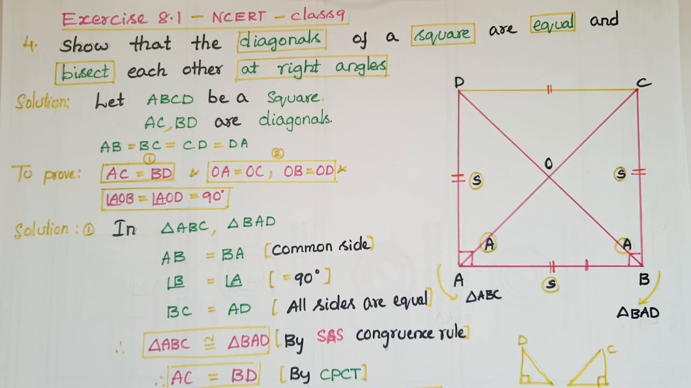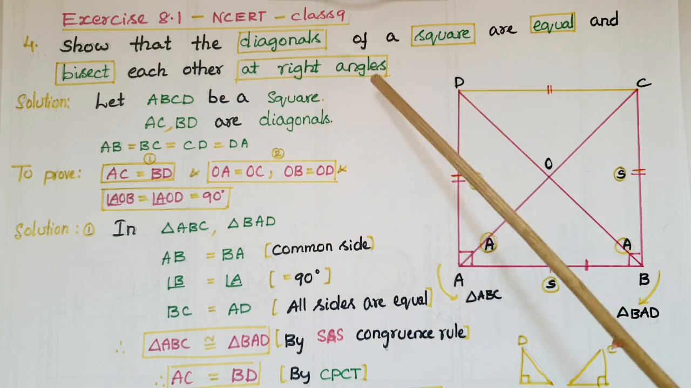Hello everyone. Today I am going to tell the solution of the fourth problem from exercise 8.1 from NCERT class 9. Show that the diagonals of a square are equal and bisect each other at right angles.